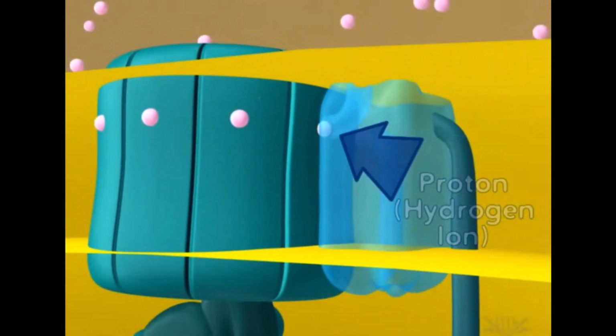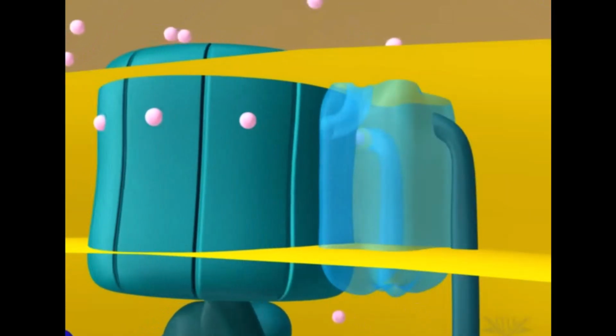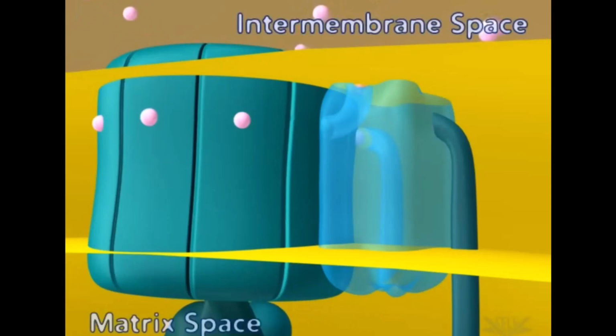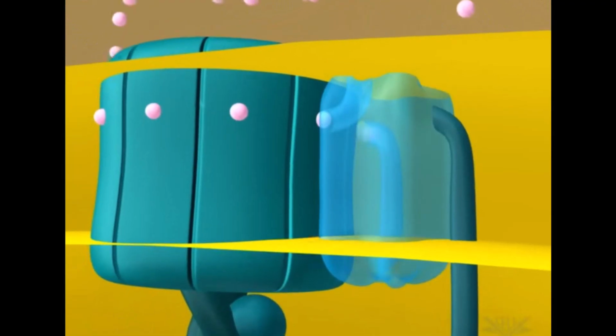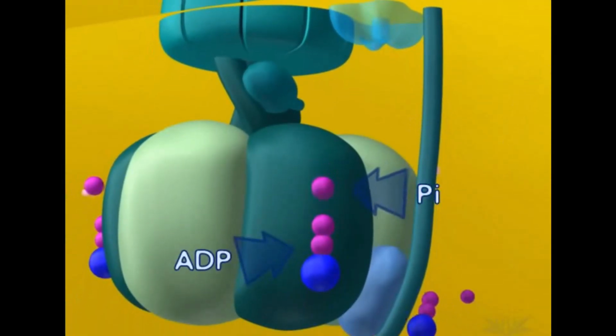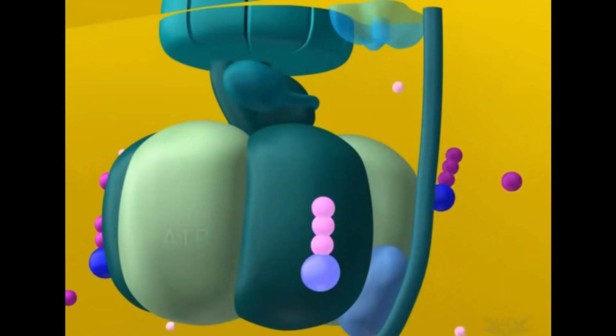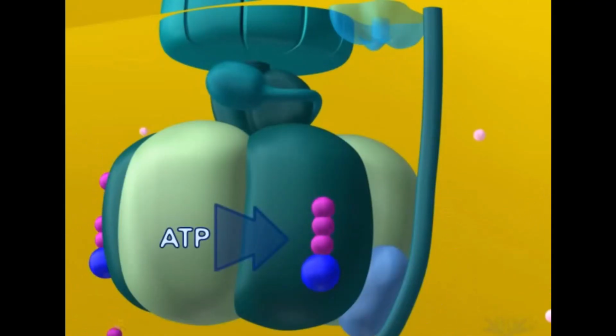One hydrogen ion enters the ATP synthase complex from the intermembrane space, and a second hydrogen ion leaves it on the matrix space. The upper part of the ATP synthase complex rotates when a new hydrogen ion enters. Once 3 protons have entered the matrix space, there is enough energy in the ATP synthase complex to synthesize 1 ATP. In this way, the energy in the hydrogen ion gradient is used to make ATP.